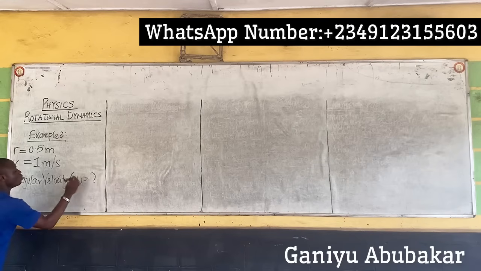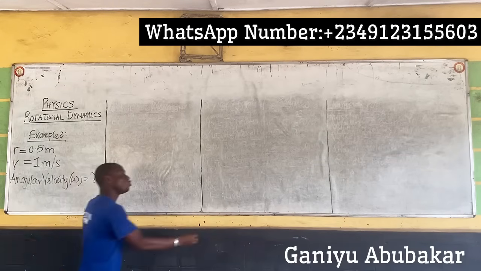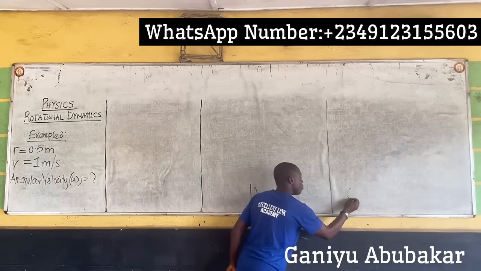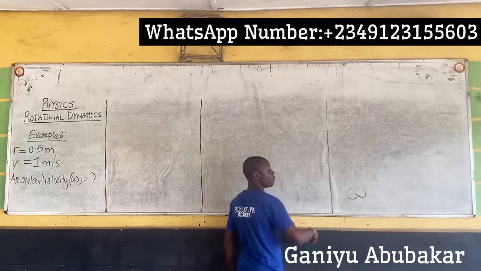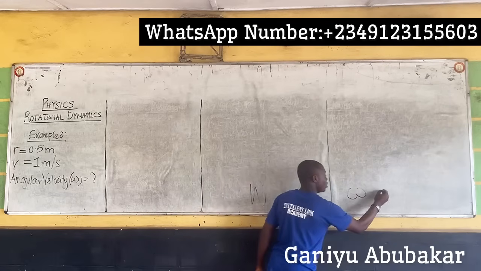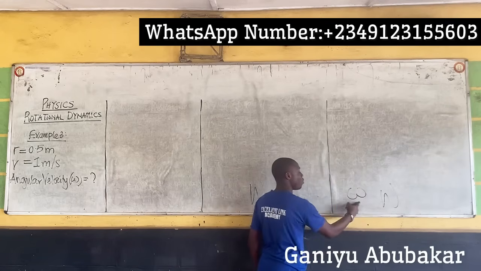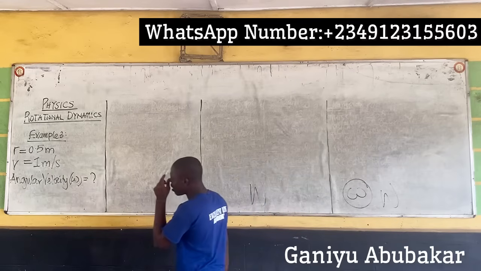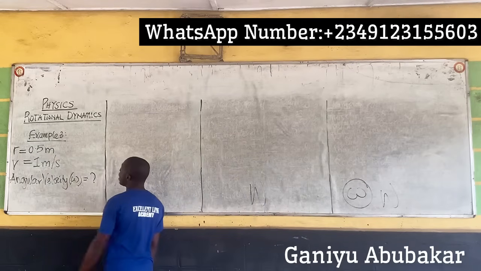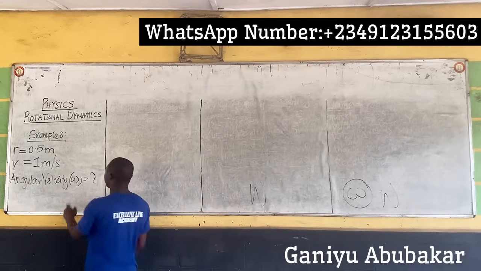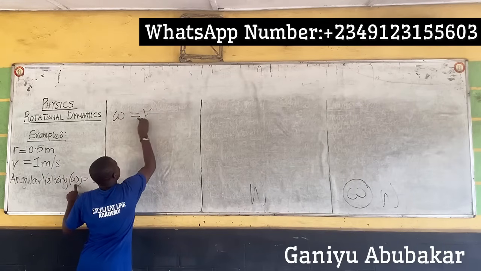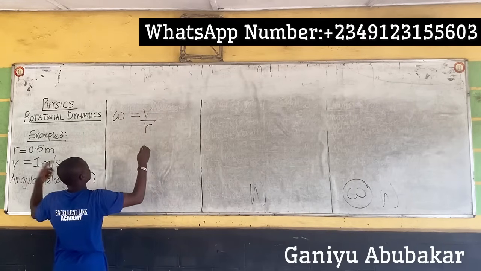Omega is unknown. Please observe my omega. I didn't write w. This is not w. No, it's a kind of curve. See, observe, it's a kind of curve concept. It's not just w, please. So I'm given that I must find angular velocity. What do we know? Angular velocity, that's omega, is equal to v over r, as clearly given here.